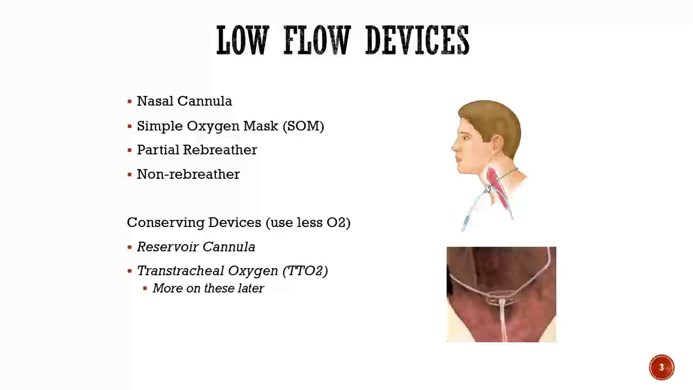So, examples of the low flow devices that you are going to be learning about. We're going to talk about the nasal cannula. We're going to talk about the simple oxygen mask, the partial rebreather, and the non-rebreather. Eventually we go on to talk about the reservoir cannula. This is not a big part of what we talk about, but you'll get to see it in lab. And then there's transtracheal oxygen.